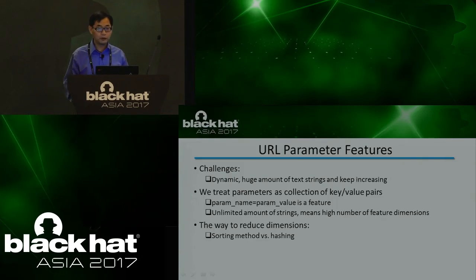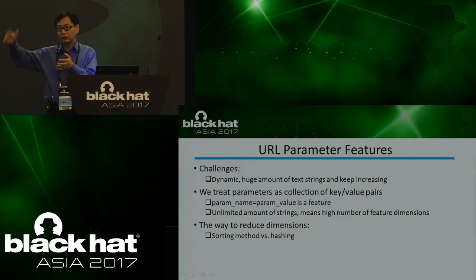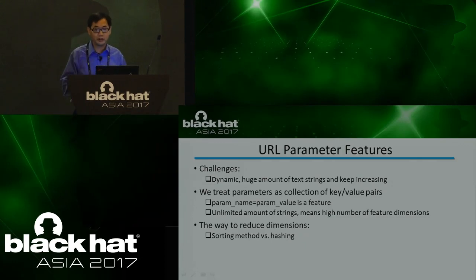These are features. When we talk about features, we're talking about one pair of parameter name equals parameter value. So this could be anything, like user ID equals ABCD. In order to do effective machine learning, we need to figure out a way to reduce these dimensions. Otherwise, it becomes impossible. For example, if on a device you try to convert the text of a URL to features, and you look at all the features you collected, it's a computational disaster.